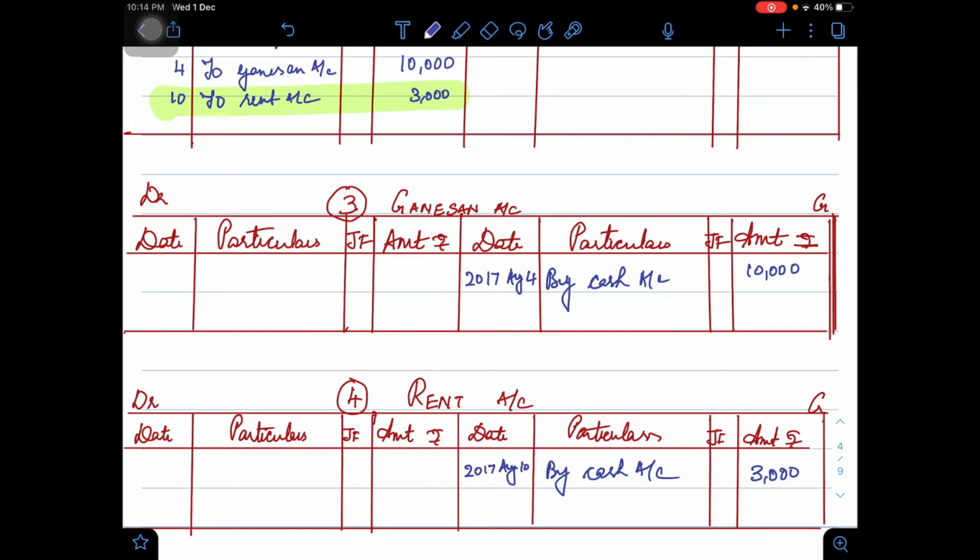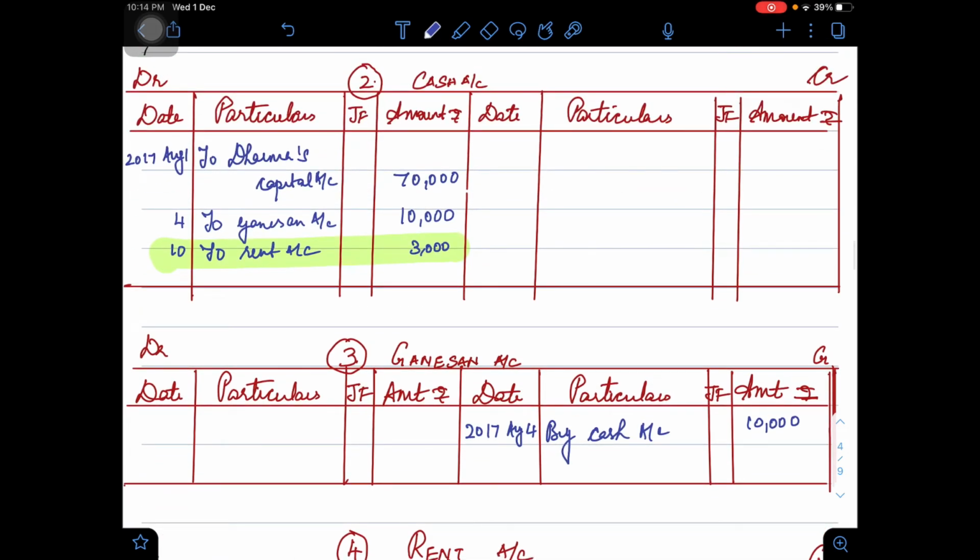Last entry, cash account debtor to commission received. So again in the cash what will come? It will be showing a debit. In the cash it will be showing actually a debit. So on 20, to commission account, so this will be rupees 5000.